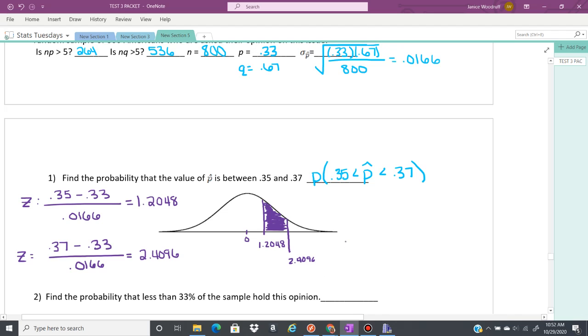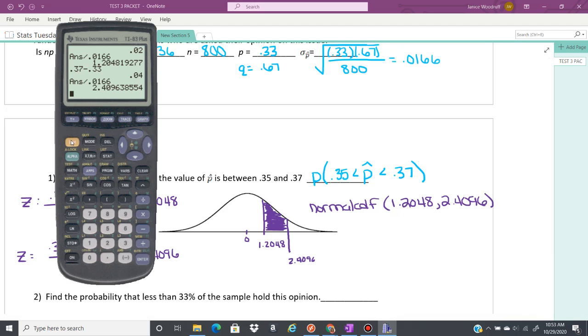Okay, so we will go normal CDF, our lower limit 1.2048, our upper limit 2.4096. So let's go ahead and do that. Okay, so normal CDF 1.2048, 2.4096. So we get 0.1062.